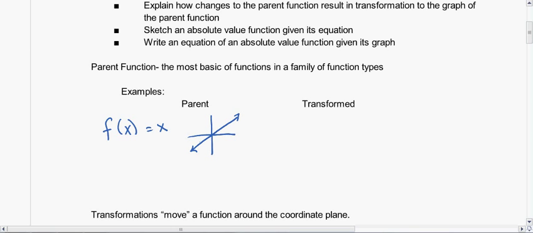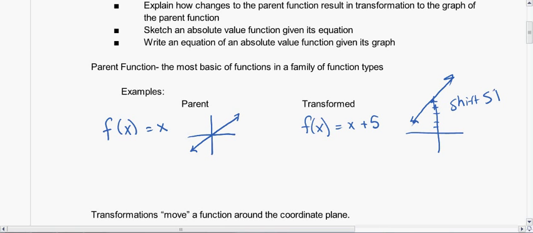If I want to move that line someplace else in the graph, I have to transform the equation in some way. So for example, if I rewrote the function by adding 5 to x, that's going to take my graph and shift it up 5 units. 1, 2, 3, 4, 5. Still going to be the same slope, up 1 over 1. But now my graph has shifted 5 units up.